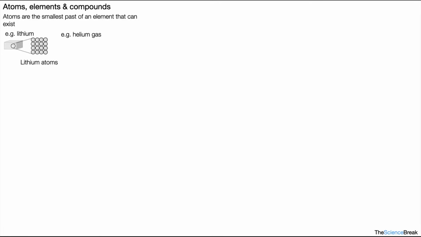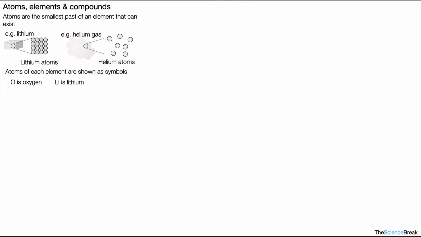Here's another example. This is helium gas. If you were able to take a look at the particles of helium gas, you would see that we have helium atoms only for the element helium. Atoms of each element are shown as symbols. For example, capital O is oxygen, capital L with a lowercase i is lithium, capital H with a lowercase e is helium, and there are about 100 different elements, each with their own separate symbols.